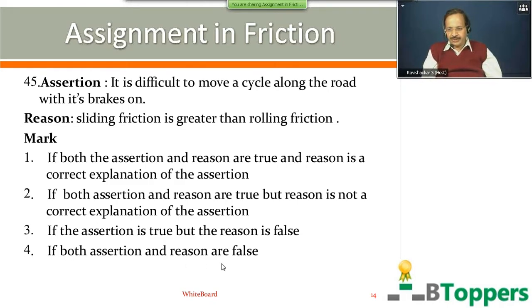Come on, try to answer this question. This question was originally given in one of the previous All India Institute of Medical Sciences, AIIMS, entrance examinations, I think in 2005.